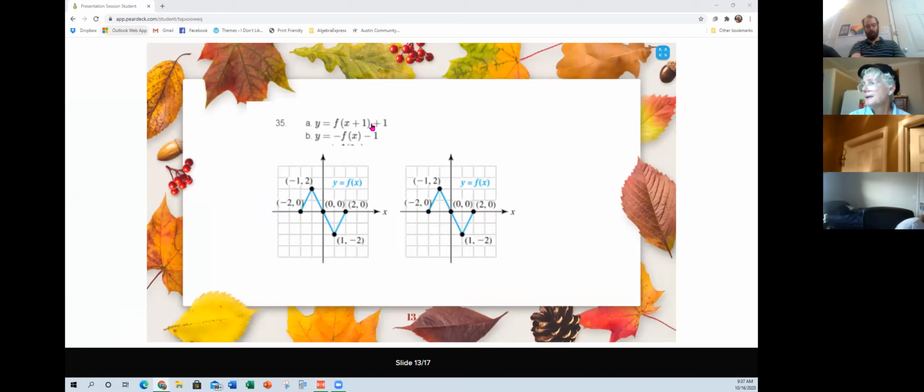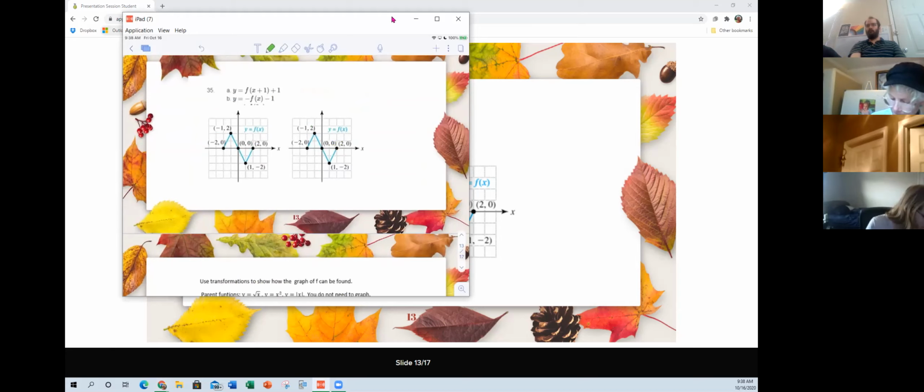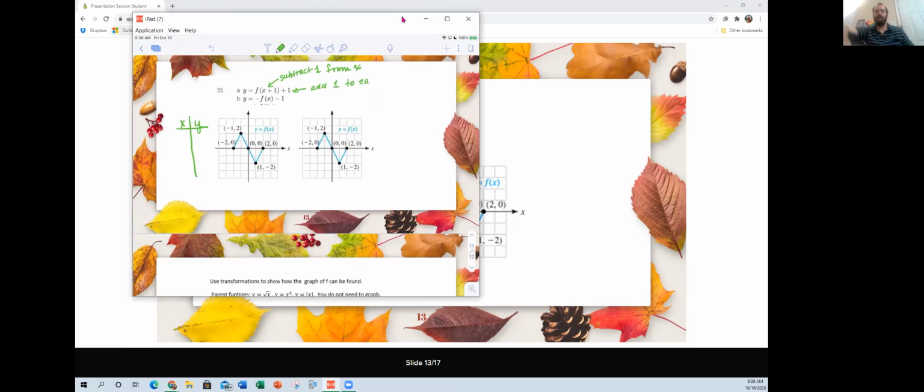On this one, you're going to be shifting to the left one and then up one. So you can take those points and just go left one, up one, left one, up one. You can do that, or you can make your little chart. This tells us that we are going to subtract 1 from each x value. And this tells us we're going to add 1 to each y value. So the points we start out with are negative 2, 0, negative 1, 2, 0, 0, 1, negative 2, and 2, 0.